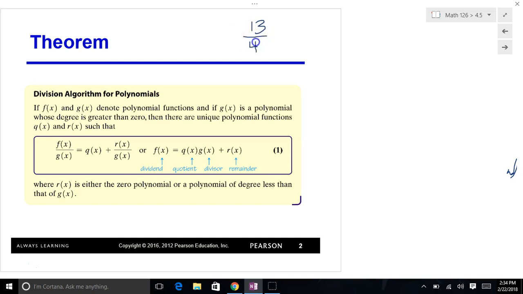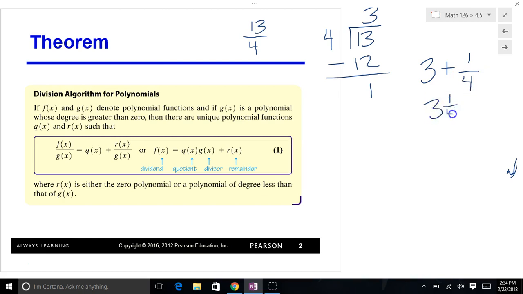So if you go 13 divided by 4 and do that with long division, we know 4 goes into 13 three times. 3 times 4 is 12. Make sure that we subtract that. 13 minus 12 is 1. There's our remainder. So 13 divided by 4 is 3 plus remainder over divisor, but we just wrote that as a mixed number, 3 and 1/4.